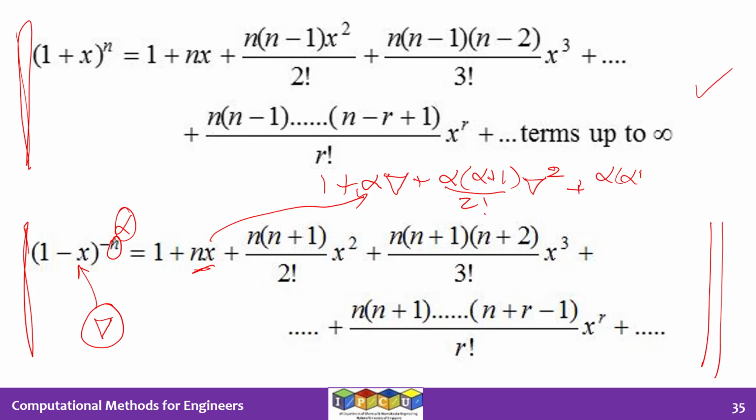So alpha into alpha plus 1 into alpha plus 2 by 3 factorial, times the backward difference operator to the power of 3, etc. So you can go on forever. And here we have n plus 1 data points. Therefore, we can go till nth order polynomial, because the nth order polynomial will have n plus 1 coefficients. And since we have n plus 1 data points here, we are able to go till that.